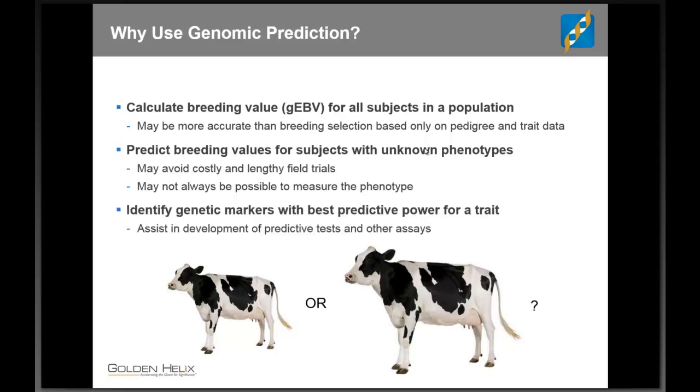And then a third approach for genomic prediction is simply to identify which genetic markers have the best predictive power for a trait. In that sense, it's very similar to GWAS. We may have hundreds or thousands or even millions of genetic markers and want to determine which ones should be used for decision making, and genomic prediction can help us determine which SNPs in which combinations are most appropriate for developing predictive tests or diagnostic assays and so forth.